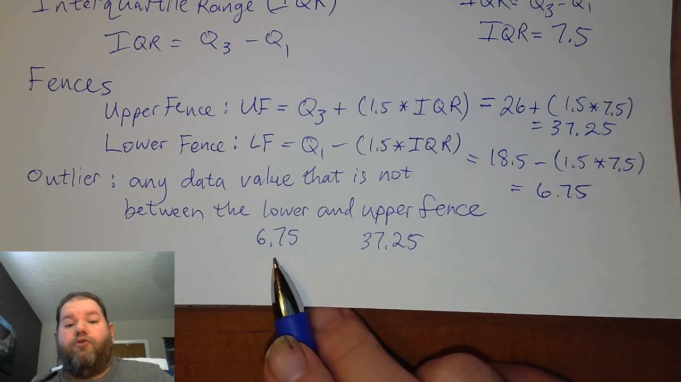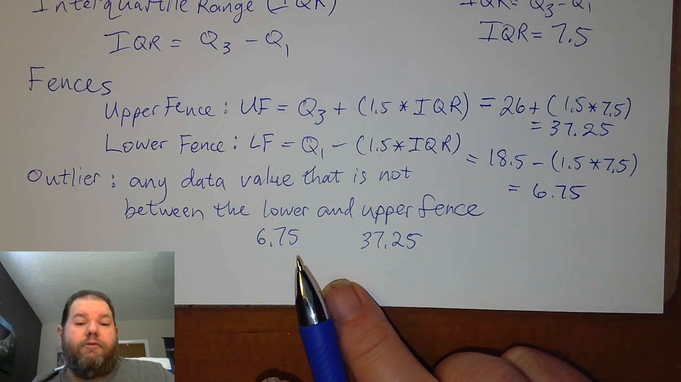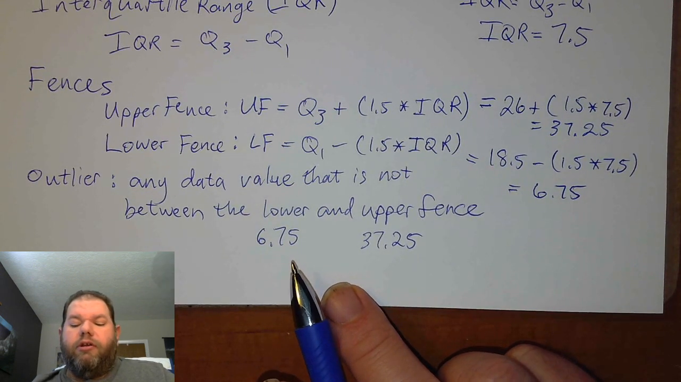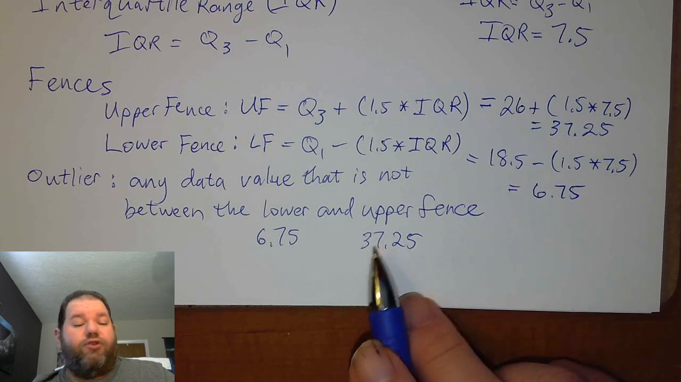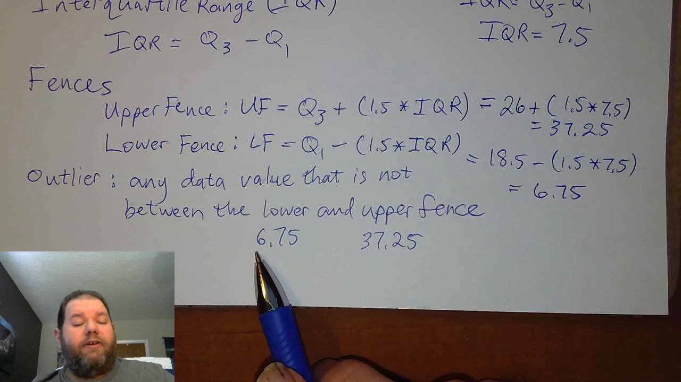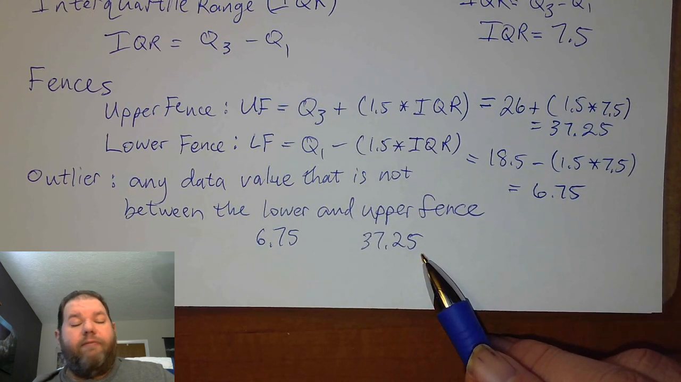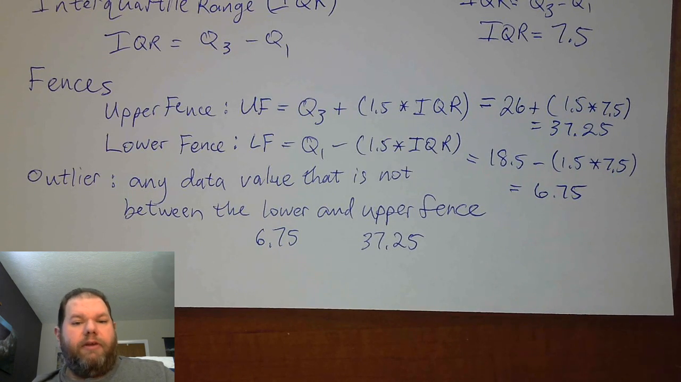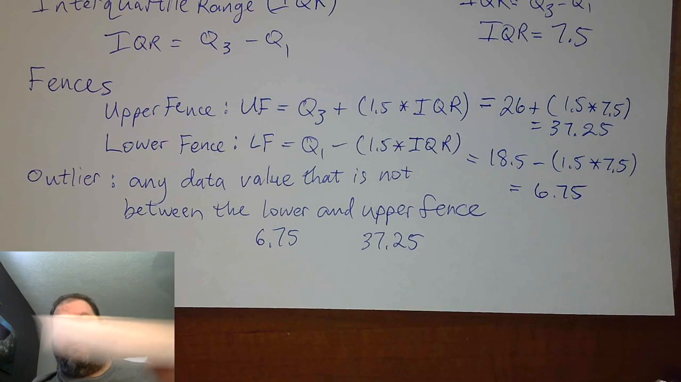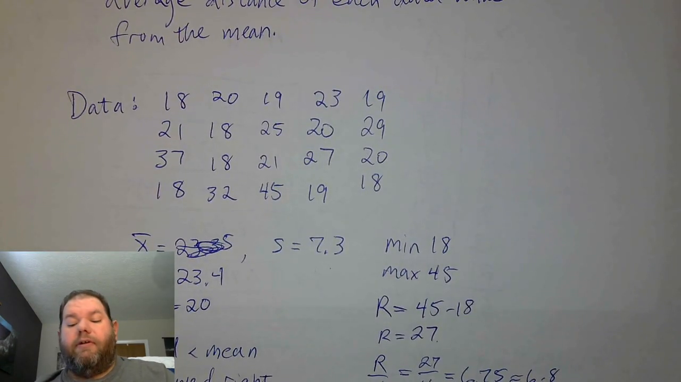So everything between the two fences is considered a typical value. It's not unusual to get a value in that range according to this data that we've collected. Anything smaller than 6.75 and anything larger than 37.25 would then be considered an outlier. Okay. So we looked at our data set. Do we have any outliers?